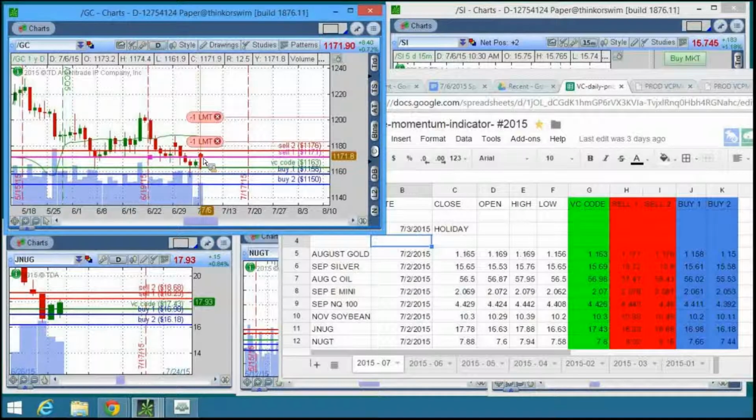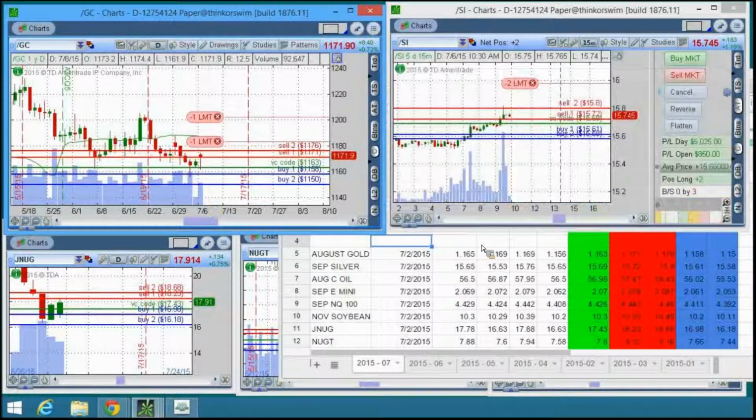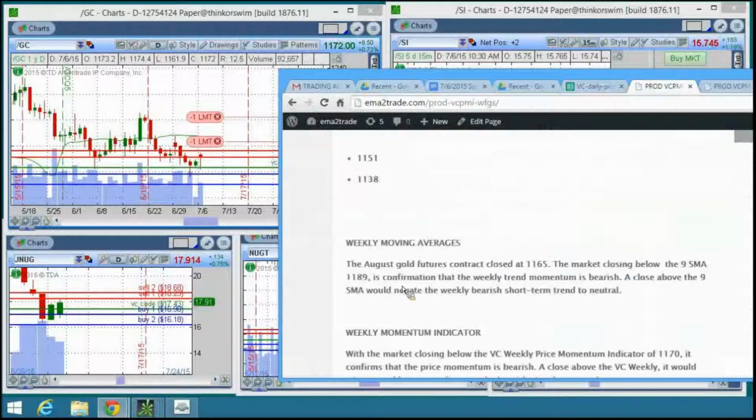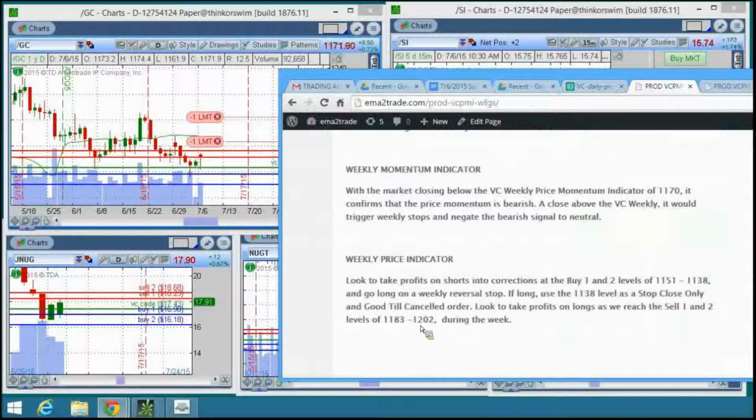So if you had a long position, you can use these algorithms to lock in profits, as we have, and be able to maintain a swing trade position open, using the weekly algorithms that very specifically tell you the different levels that you can activate your profit objectives, as well as your stops.